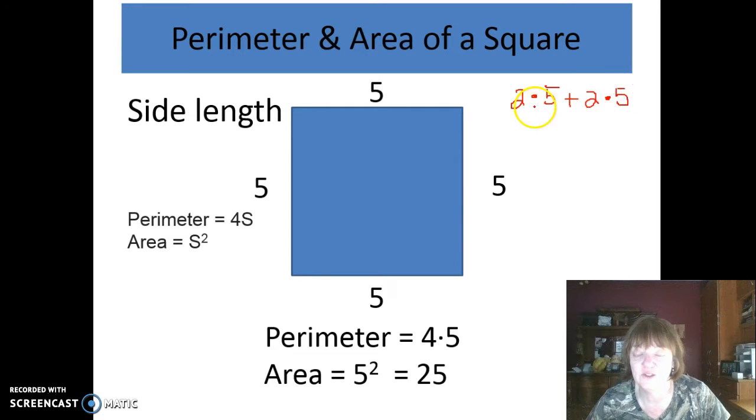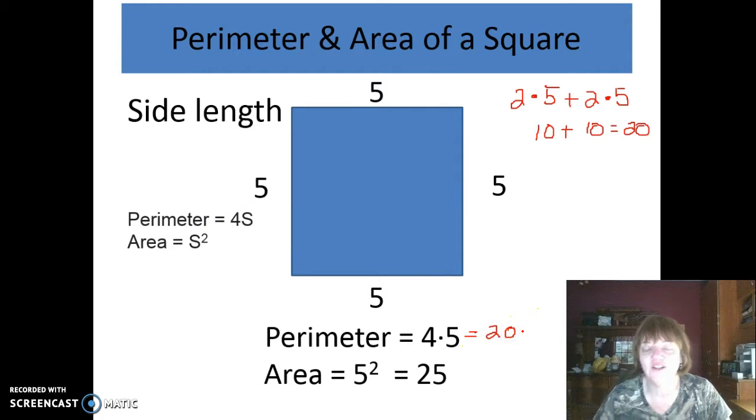We've done the same exact thing twice, right? 2 times 5 is 10, plus 2 times 5 is 10. So the perimeter is 20. Down here, I've done the perimeter with the square perimeter formula, and I got the same answer. So as you can see, it doesn't matter which way you do it. If you can just remember the rectangle one, then it'll work on the square too. It really will. But if you can remember this, it's a shortcut.